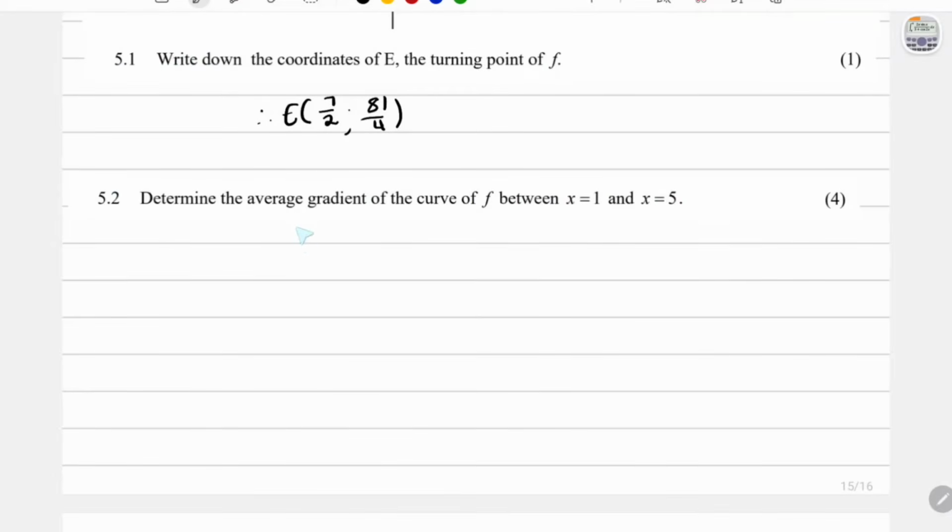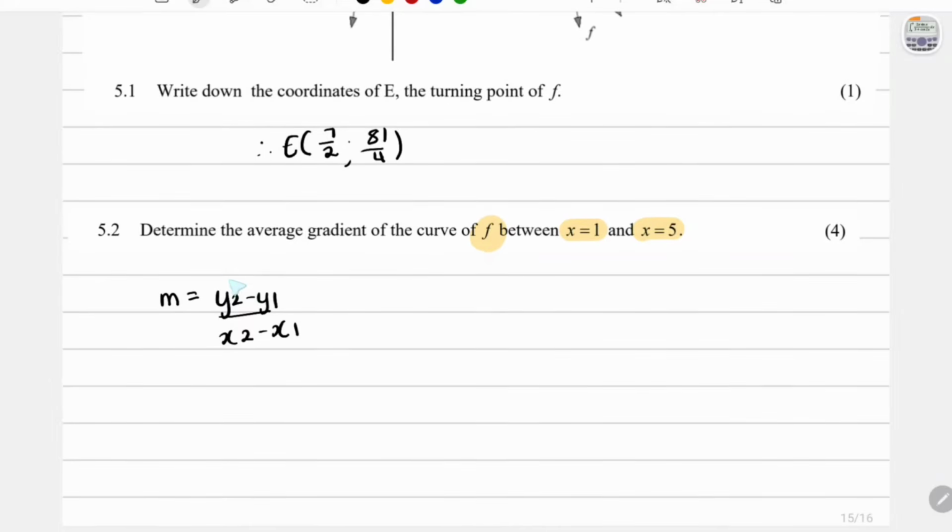The next question, 5.2, says, determine the average gradient of the curve of f between x is equal to 1 and x is equal to 5. So they just want you to find the gradient of this curve at these points. So they gave you the x values of the points. Remember average gradient, the formula for finding the gradient of 2 points, because that's really what they're asking you for. The gradient of 2 points, the formula for that is y2 minus y1 over x2 minus x1. So we're going to use this here.